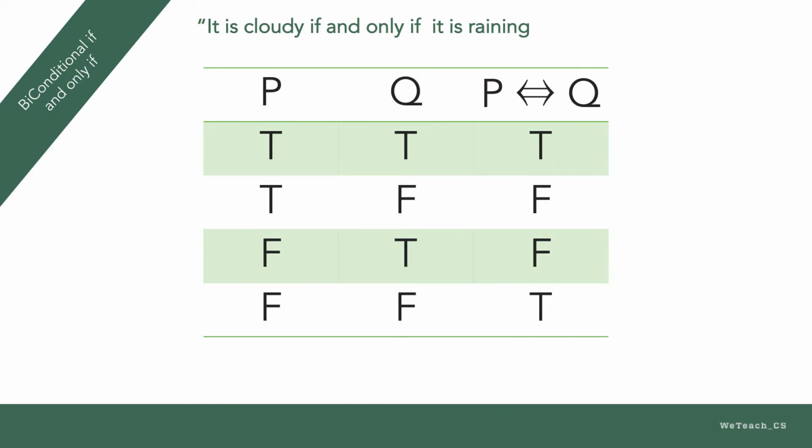Note that a biconditional statement is true only when P and Q have the same truth value as shown on this table. This is when both variables are true and when both variables are false. Take a moment to study this if you did not get it straight away.